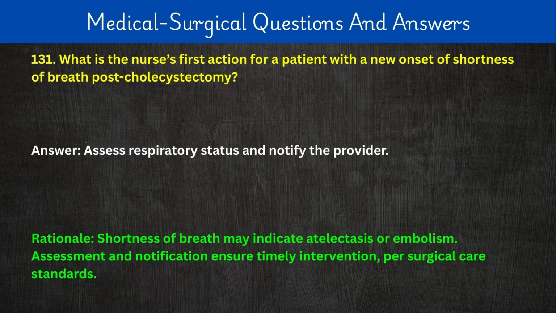131. What is the nurse's first action for a patient with a new onset of shortness of breath post-cholecystectomy? Answer: assess respiratory status and notify the provider. Rationale: shortness of breath may indicate atelectasis or embolism. Assessment and notification ensure timely intervention, per surgical care standards.